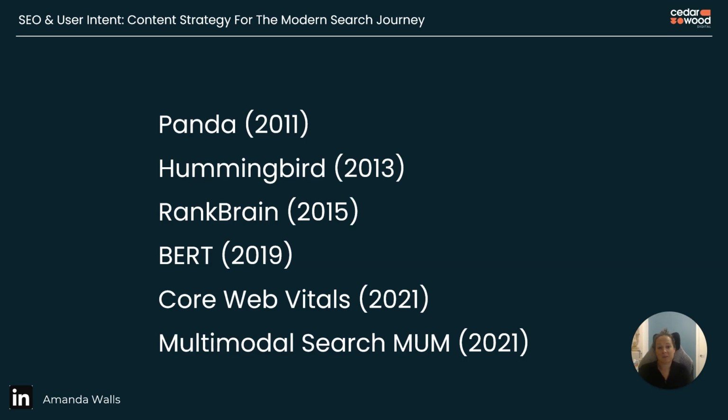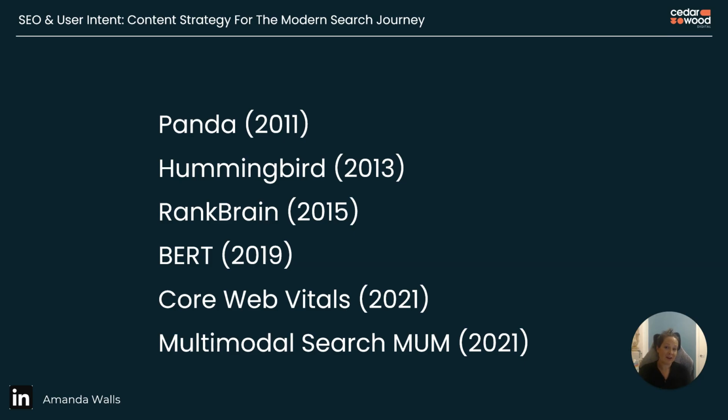Then we had Hummingbird in 2013, and Hummingbird was really a major shift in how Google understood the meaning behind queries rather than just matching keywords. So this is where we started to hear a lot about the concept of semantic search and how Google could interpret user intent more accurately. Hummingbird was designed so that Google could deliver more relevant results by understanding the broader context of queries, even if exact keywords weren't present on the page. So again, from a user intent perspective, this is looking at the semantic themes on the page that are helping to match what the user is looking for.